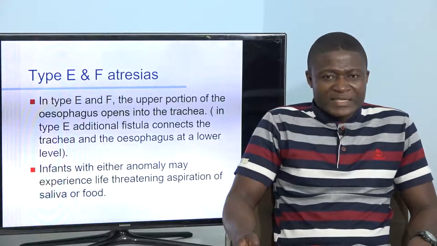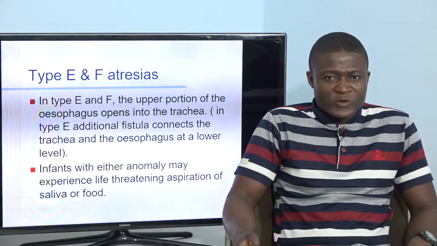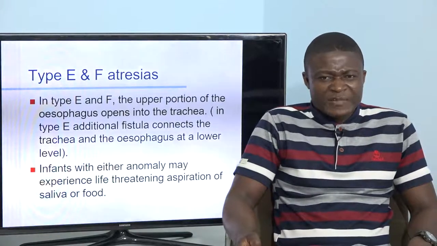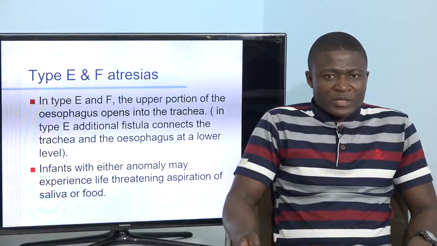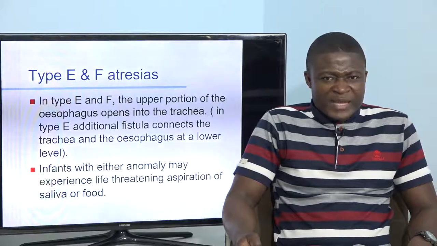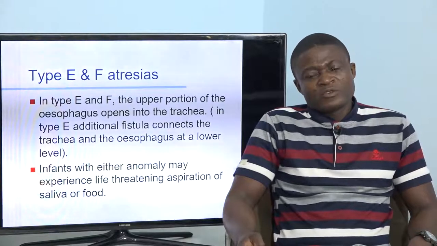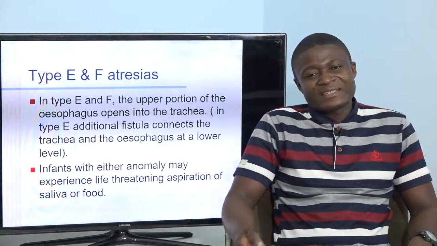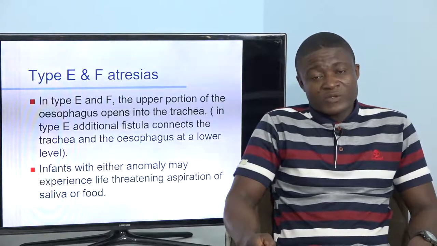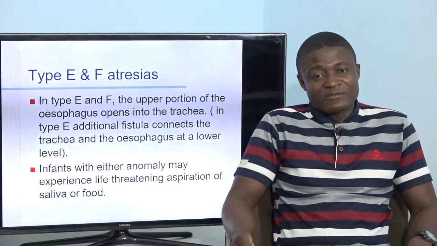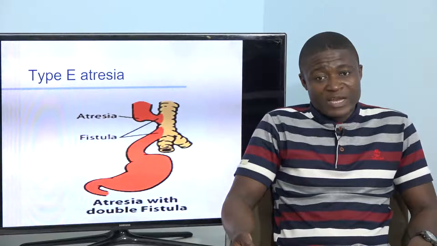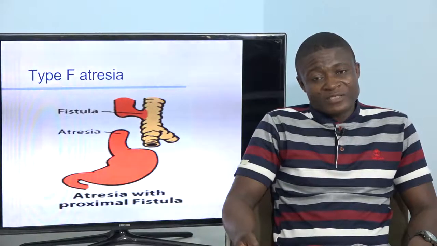Okay, so like I said, in type E and type F, the upper portion of the esophagus opens into the trachea. In type E, an additional fistula connects the trachea and the esophagus at a lower level. Infants with either anomaly may experience life-threatening aspiration of saliva or food. When we say aspiration, we have content that is meant for the stomach rather entering into the lungs. So whenever the child feeds, the feed is going into the lungs instead of the stomach, and this can easily kill the infant or the baby.